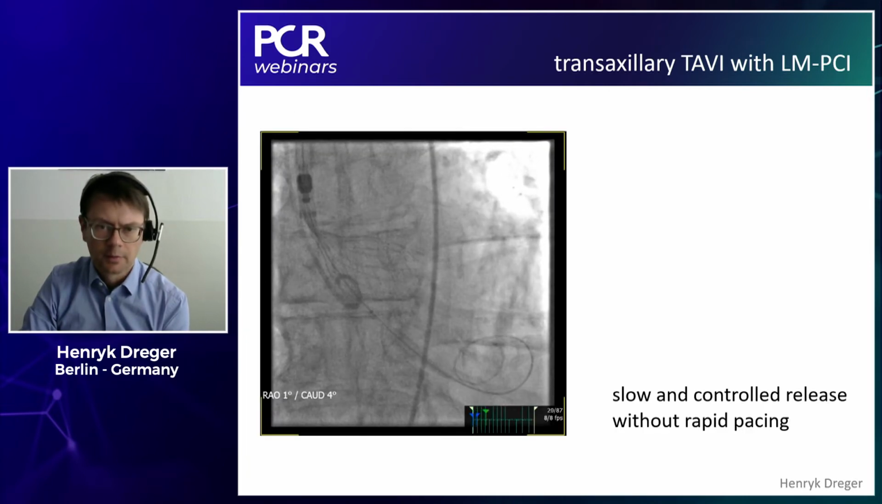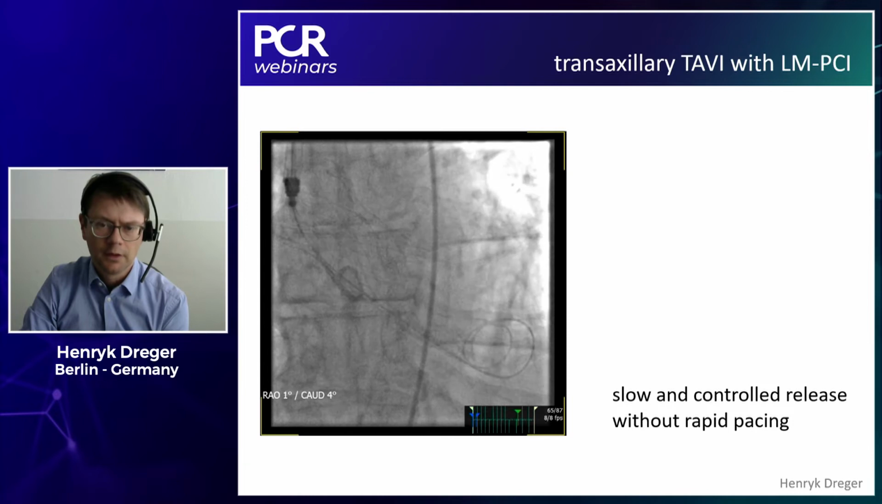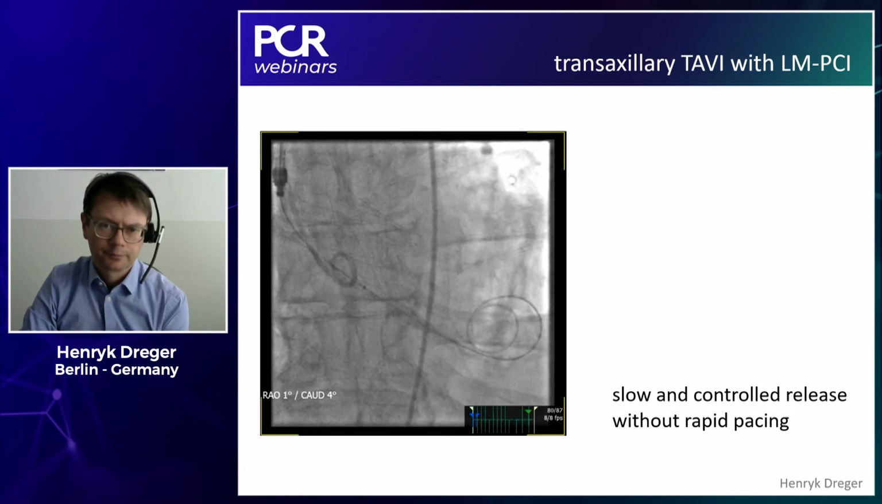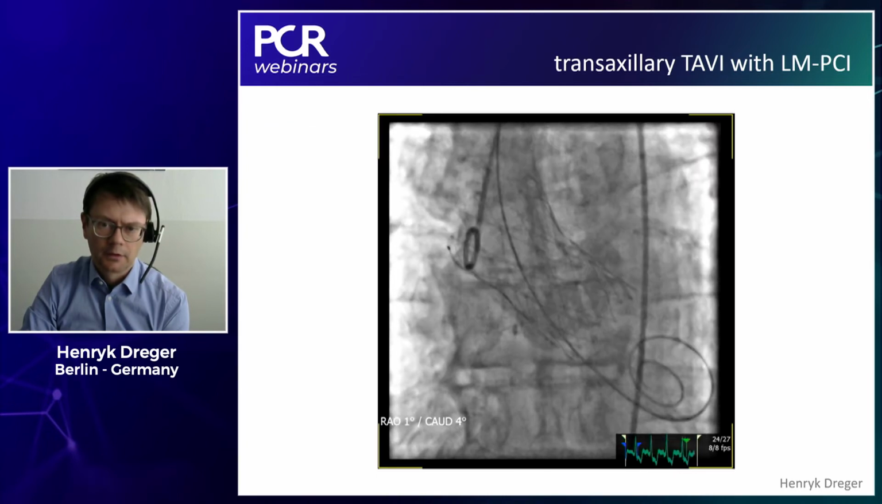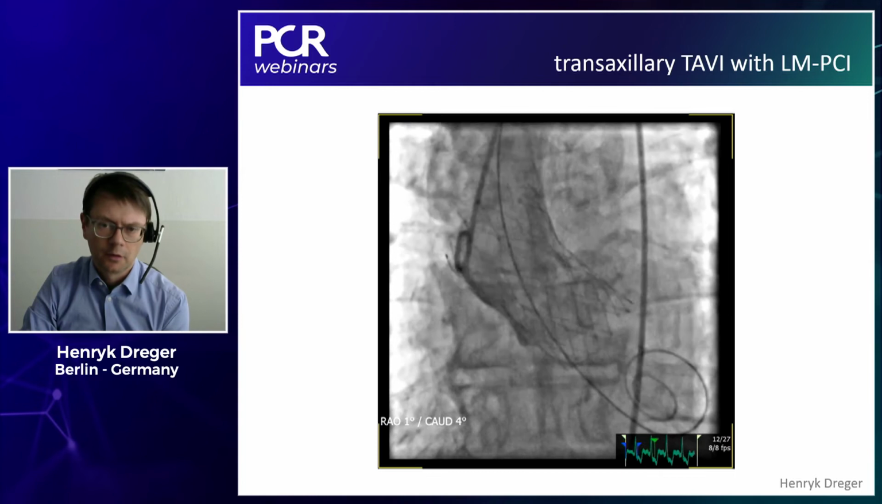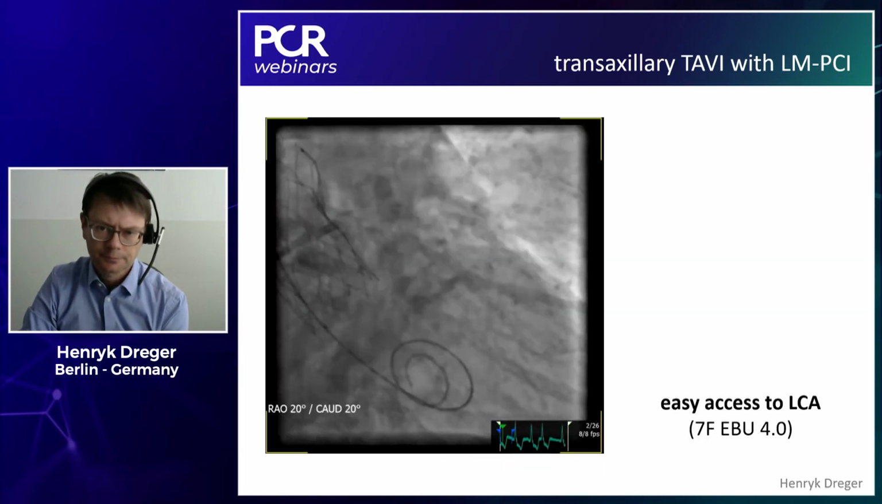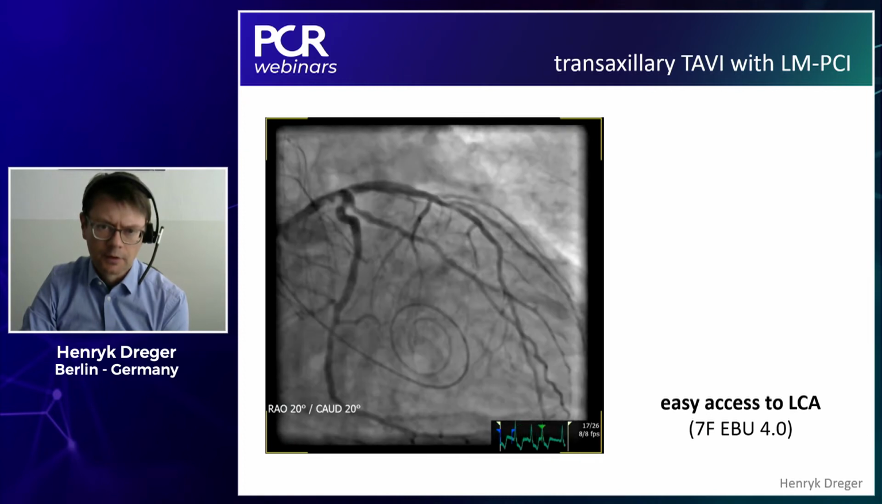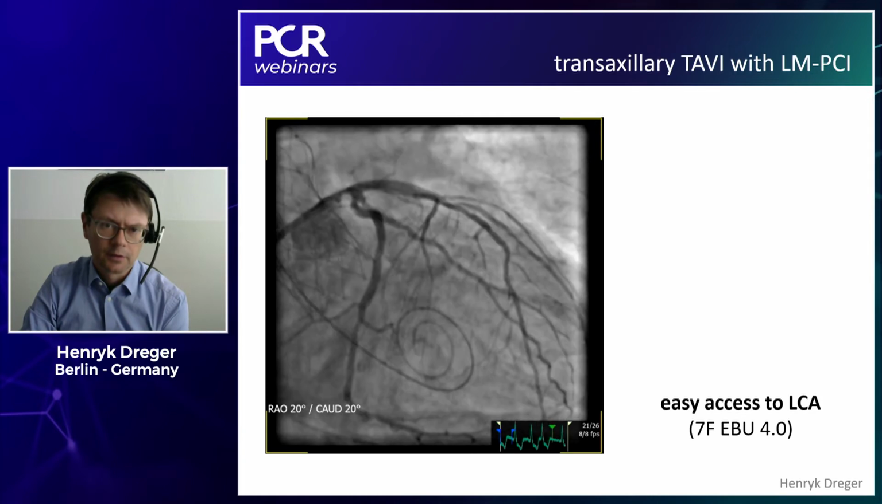So this is the implantation, and as you can see, there was no rapid pacing required. It was a very slow and controlled release of the Navitor, just as expected. And after that, we, of course, did an angio check and saw no paravalvular leakage and a good position of the Navitor.